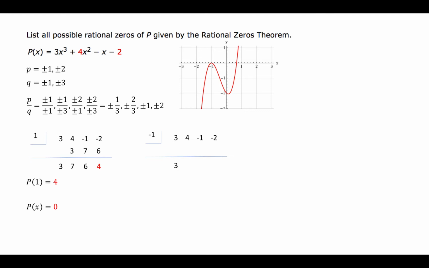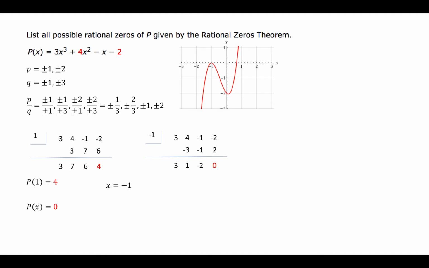Pull down the 3, multiply -1 by 3, and write the product below the next term 4. When we add 4 and negative 3, we wind up with a sum of 1. Multiply negative 1 by 1 and write the product below the next term, negative 1. Again, write the sum below the line, which will be minus 2. Again, multiply and write the product below the next term, negative 2. Now, when we sum this last column, the result is 0.